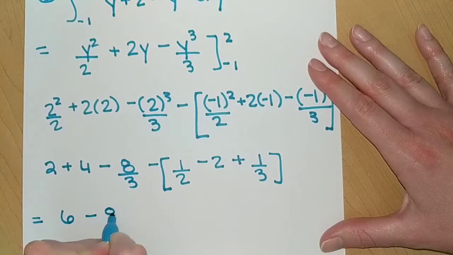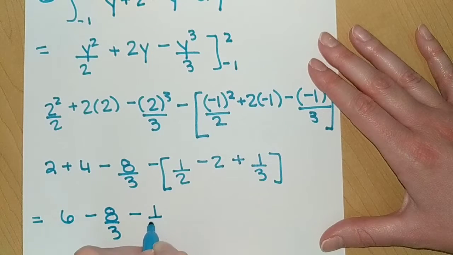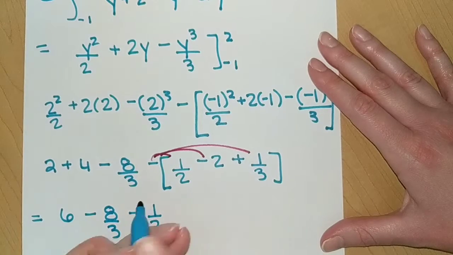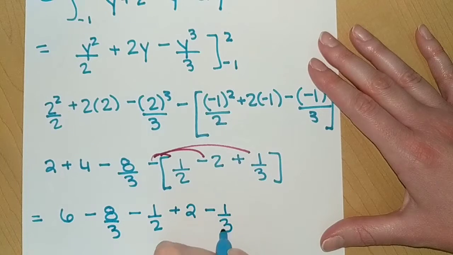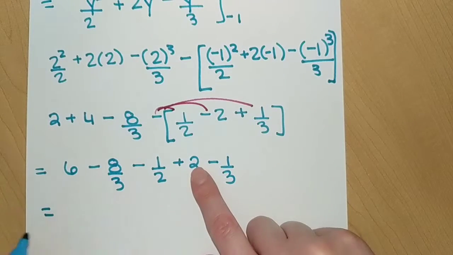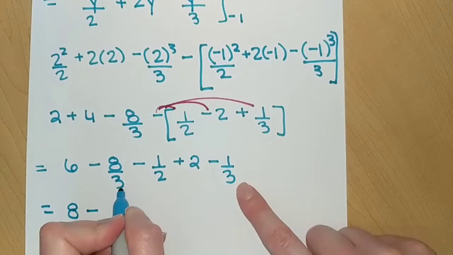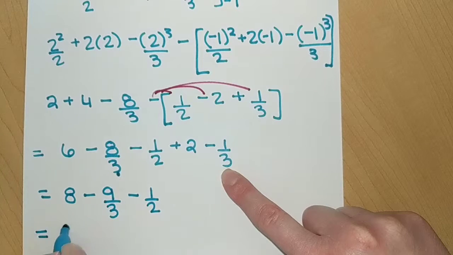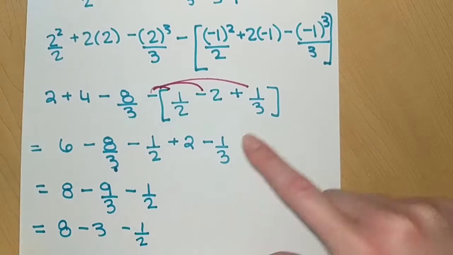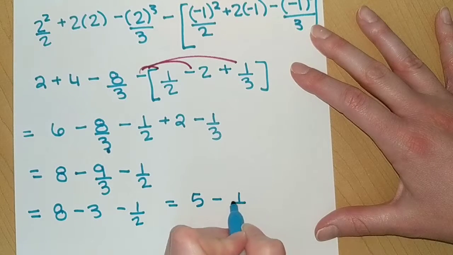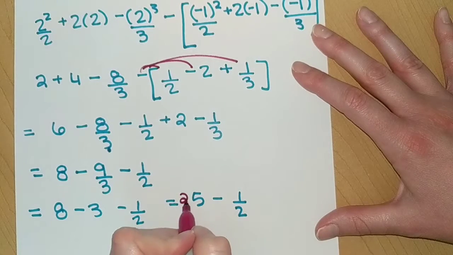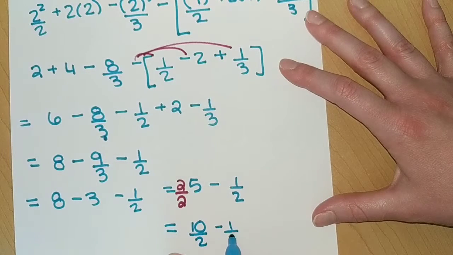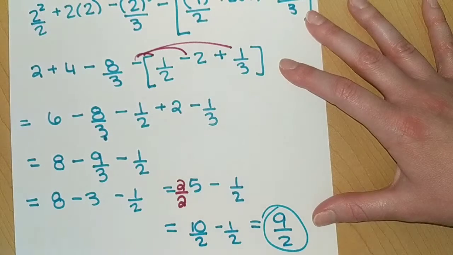So you're looking at 6 minus 8/3 and then minus 1/2. And then again, we'll just distribute here to all three of these terms. So minus 1/2 plus 2 minus 1/3. And then that will give us the 6 plus 2 gives you your 8, minus the 8/3 and the 1/3 becomes a -9/3, and then minus 1/2. So you have 8 minus 3 minus 1/2. So that just gives you 5 minus 1/2. And then get your common denominator, the 2 over 2. And so that gives us 10 over 2 minus 1/2, which gives you 9/2 as your final answer.